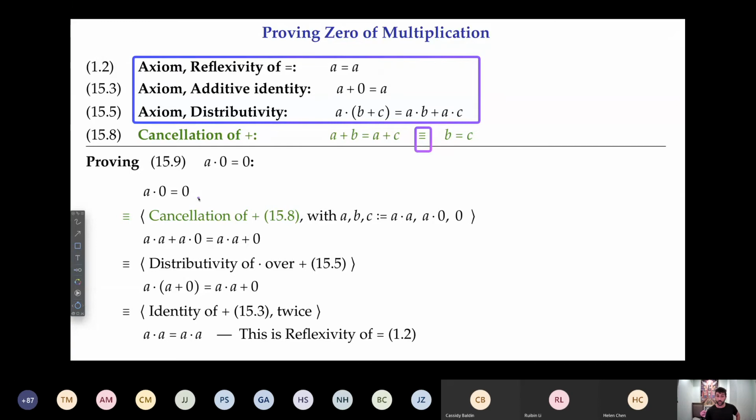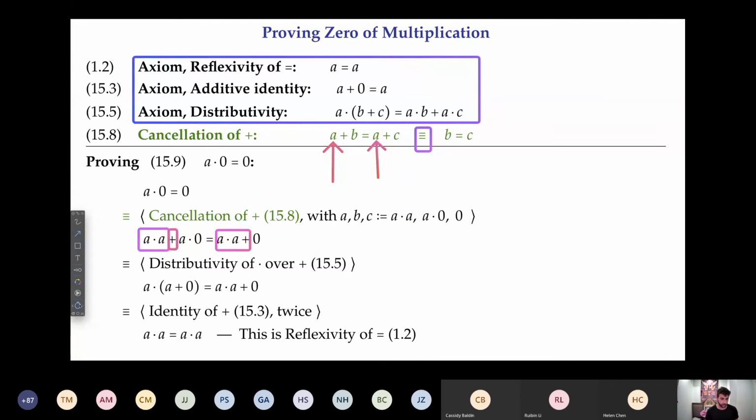So here's a times 0, and we want to show that it's equal to 0. One way to do that would be to say, because of cancellation of plus, I can introduce a dummy variable. So I'm just going to introduce this dummy, a times a and a times a. Then I do distributivity and I simplify. But notice cancellation of plus says if you want to show two pieces are equal, you can introduce anything you want as long as it's the same. Anything, as long as it's the same.